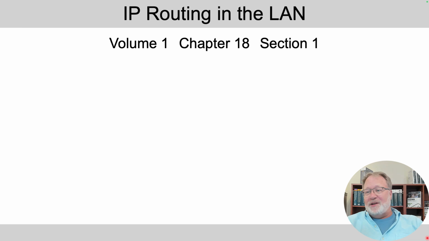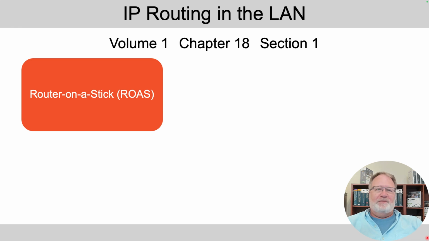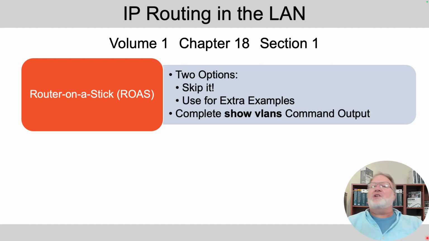So, Chapter 18, Section 1 in Volume 1. The section's not actually titled Router on a Stick. It's got a more formal name, but that's what it's about. You really could get away with skipping that if you want to pick up some speed. But in particular, there's an example with the show VLANs, plural, command output. It's just a lot there. It's worth reading through that, making sure you understand the output versus the example. Or it's got different examples, so a lot of times people enjoy looking through those for a second look, if you will.